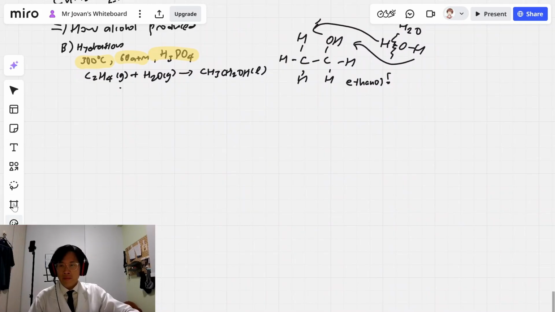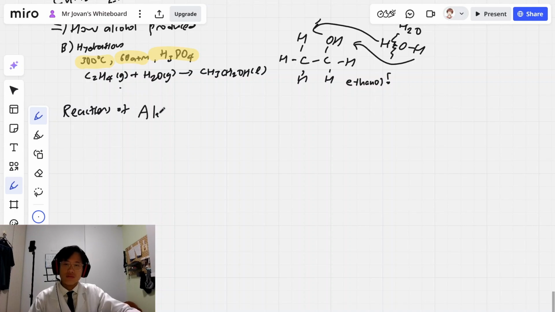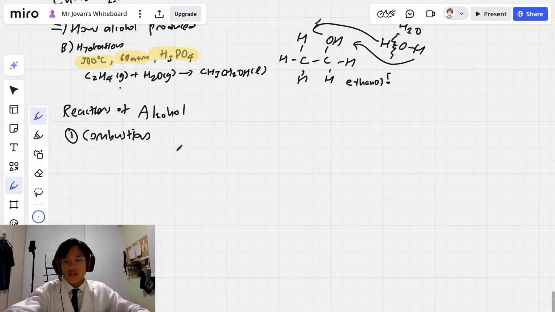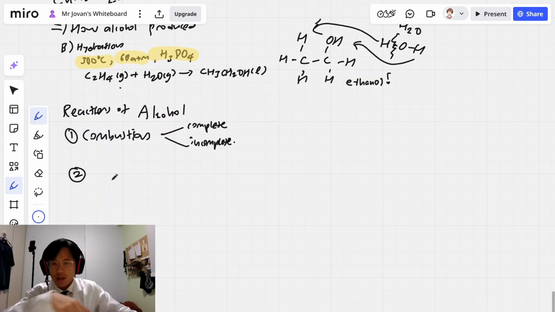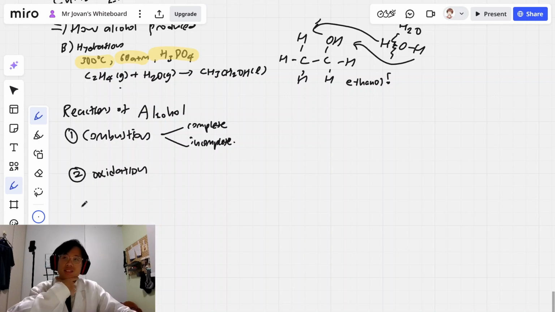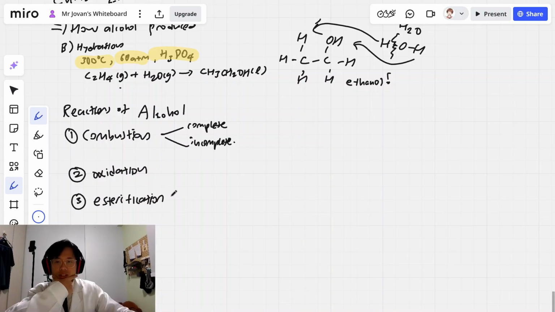So let's talk about the reactions of alcohol. First one, our favorite, combustion. I believe by now you can guess what kinds of combustion there are. Complete, incomplete. Number two, we have oxidation. This oxidation is what is going to link us to our final homologous series. Yay, so we are getting there already. Everything is linking. Number three, esterification. Very fun, very interesting, esterification.